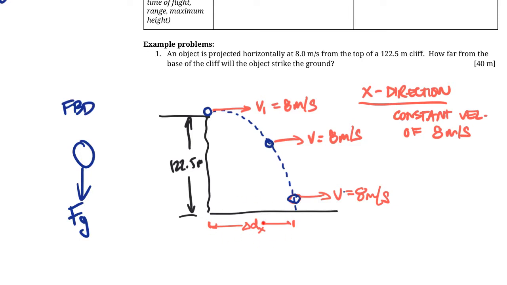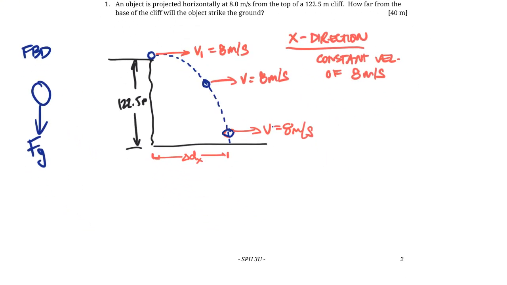But can we figure out this delta dx? Well, we know a constant speed, but we do not know how long it travels in this horizontal direction. If we knew it was 1 second, for example, we know it would travel 8 meters. If it was 2 seconds, it would travel 16 meters in this direction. But we don't know the time yet. And we can't really do anything else with the x component of the motion. So let's start looking at the y component of the motion.